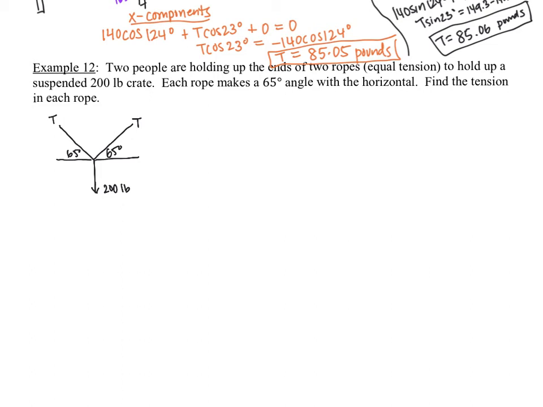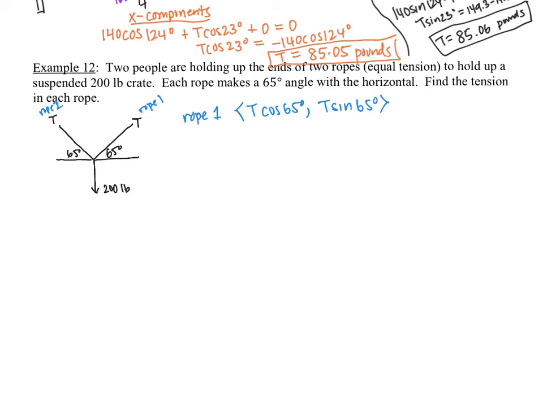Okay, so let me consider each of these ropes. There's a left rope and there is a right rope. We'll call one of them rope 1 and one of them rope 2. Let's make this rope 1, just so you know what I'm talking about. For rope 1, if I write it in component form, it would just be t cosine 65 degrees, t sine 65 degrees. And I am trying to figure out what t is, because that's the tension in the ropes. Now rope 2 has the same tension, so that's not going to change.